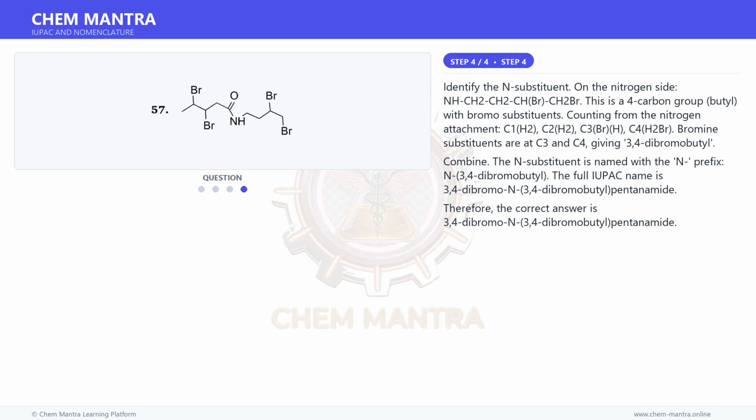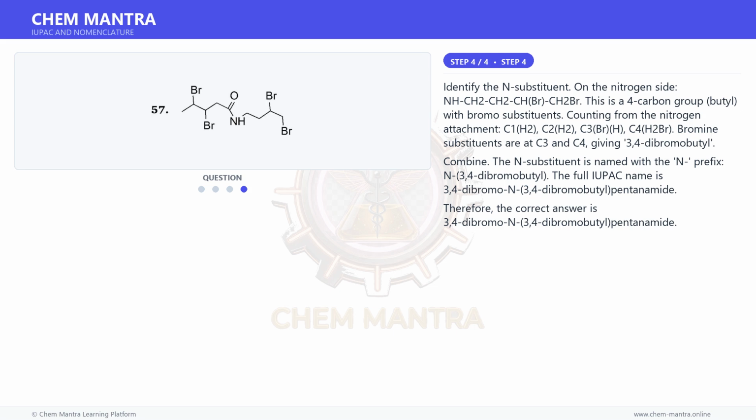On the nitrogen side: NH, CH2, CH2, CHBr, CH2Br. This is a 4-carbon group, butyl, with bromo substituents. Counting from the nitrogen attachment: C1 H2, C2 H2, C3 Br H, C4 H2 Br. Bromine substituents are at C3 and C4, giving 3,4-dibromobutyl.